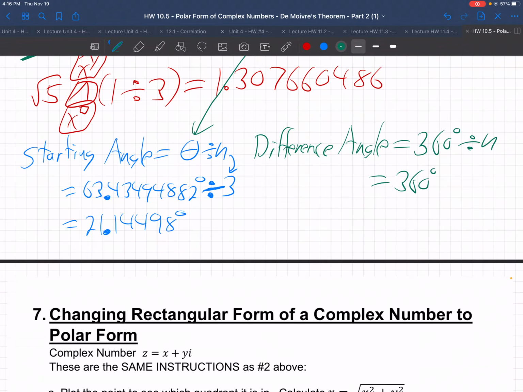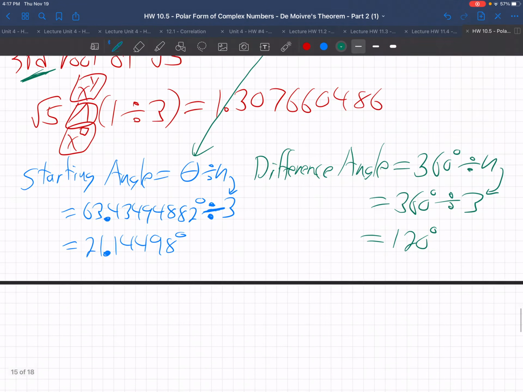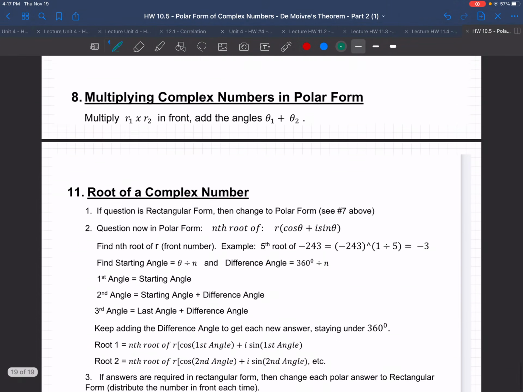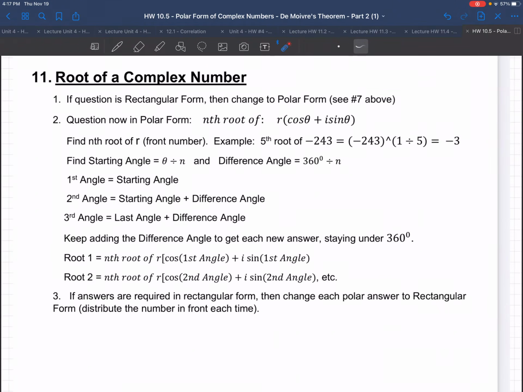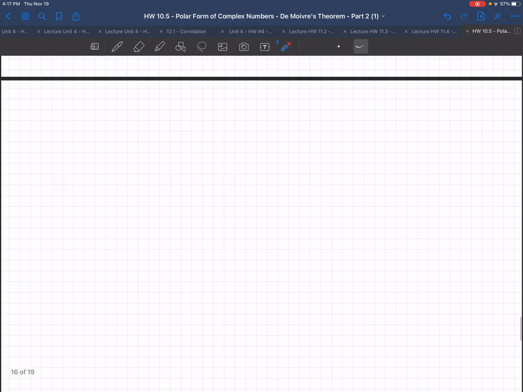So that's 360 divided by 3, because again, n is 3. We're doing a third root. So that's 120 degrees. Okay. So what do we do now? Now if you come on down, we got our starting angle and our difference angle. We're almost there. The first angle is your starting angle. The second is you add the difference. You just keep adding the difference. So you have your starting and then just keep adding the difference.